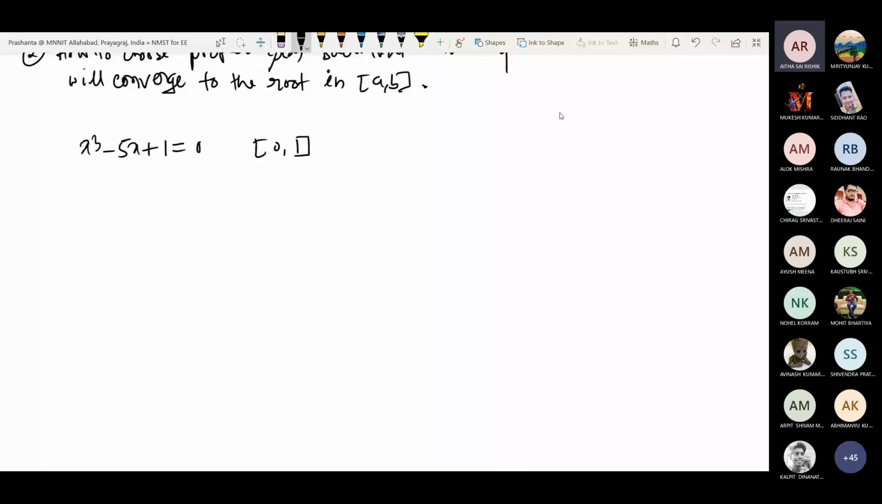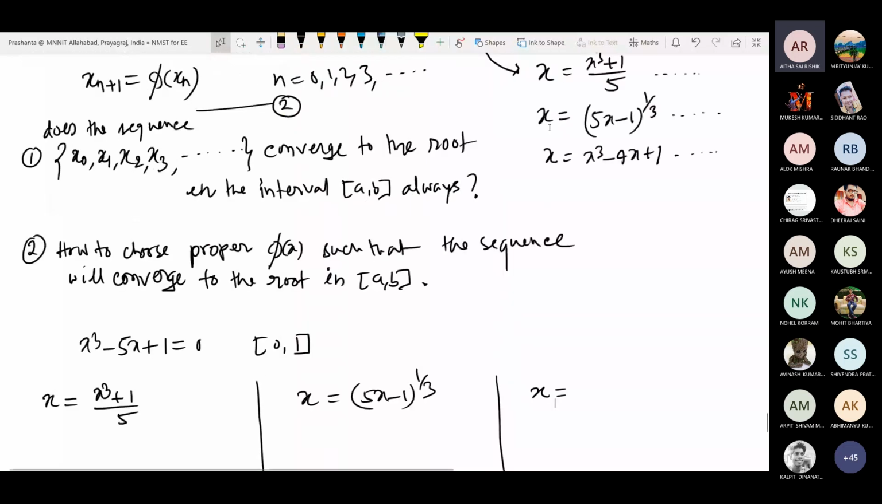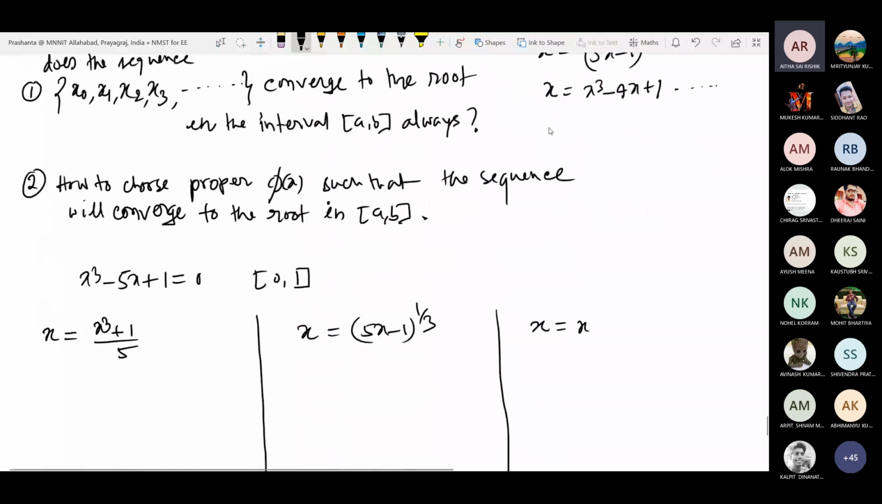So I'll consider three cases, three representations that we have written. This can be written as x equals, the first one was what? x equals (x cube plus 1) by 5. The second one was x equals (5x minus 1) power 1 by 3, and the last one is x equals x cube minus 4x plus 1.